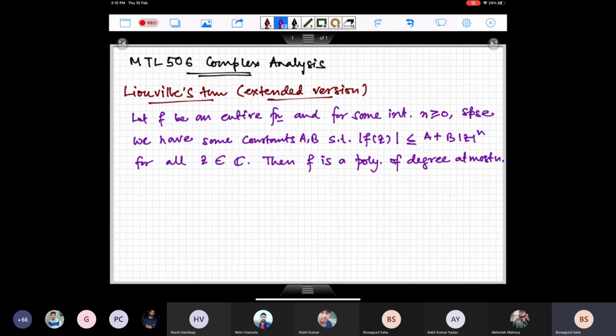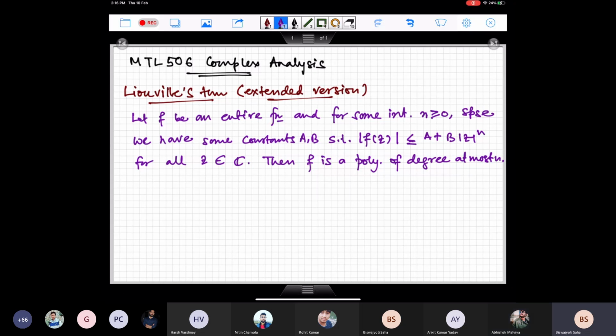Okay, so clearly, for example, if you take n equal to 0, then you get that your function is an entire function which is bounded. So by consequence of this theorem, you will get that it's going to be a polynomial of degree at most 0, which means it is nothing but constant, right? So you see that this extends our Liouville's theorem, right? All of you agree to that?